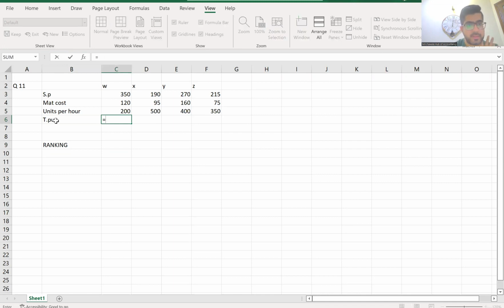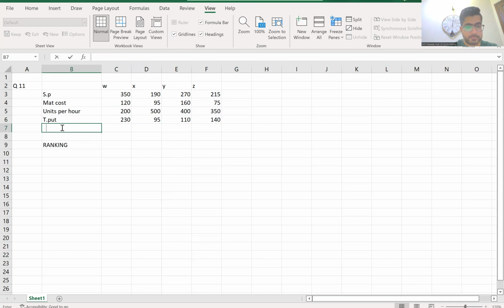So selling price less material cost, it's 350 less 120. So C3 minus C4 gives the throughput of each product. Okay. And hours per unit. Remember, we don't need how many units are made in 1 hour. We need how many hours each unit takes. You can refer to my lecture in which I solved the question of right limited in throughput accounting. We never need how many units are made in 1 hour. We need how many hours each unit is requiring.